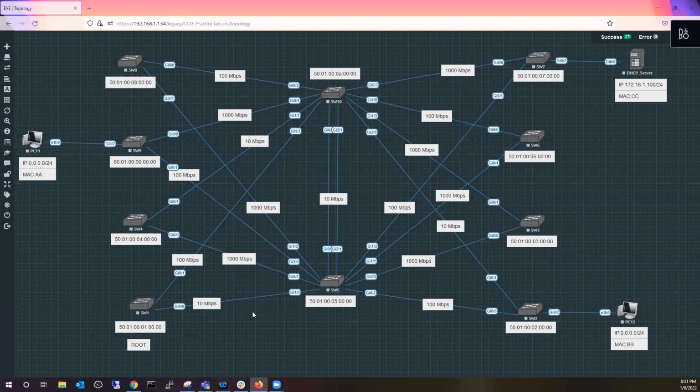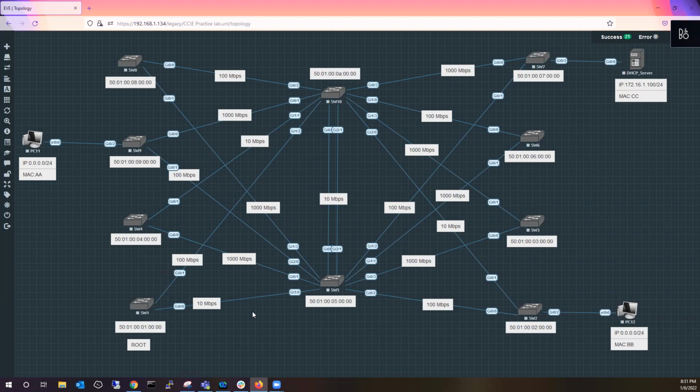So think about it like this. And this is something that you may not see in the textbooks. If you were to take some scissors and cut the root out, which one of those switches would be next in line to take over? Fill me in. What happened?